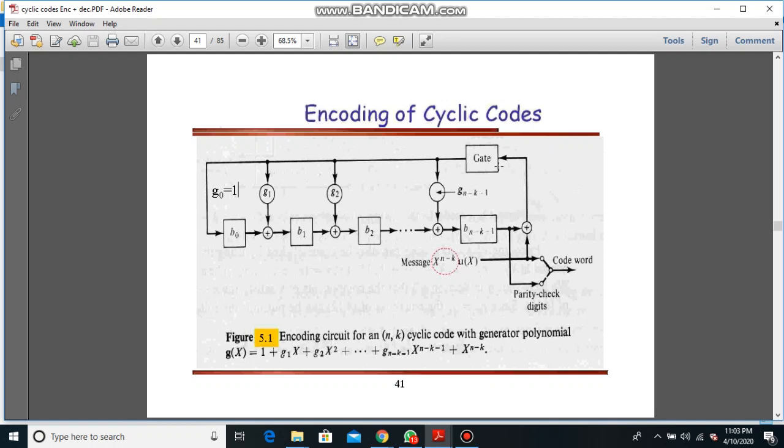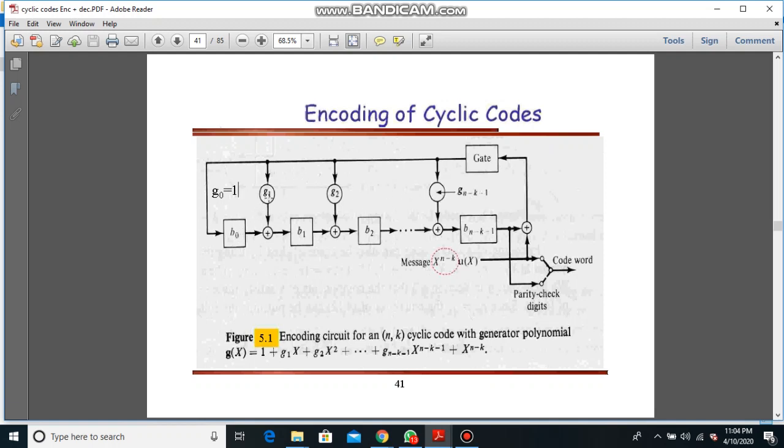When this gate is on, this data will be passed to the first register b0, with feedback tap g1. b0 is the first data register, then b1, b2, up to b(n-k-1). Message bits are going through this. The b0 register is multiplied by g1. g0 and g(n-k) will always be 1; these are always closed circuit, the first and the last. In between, the taps could be on or off, 1 or 0, open loop or closed loop.